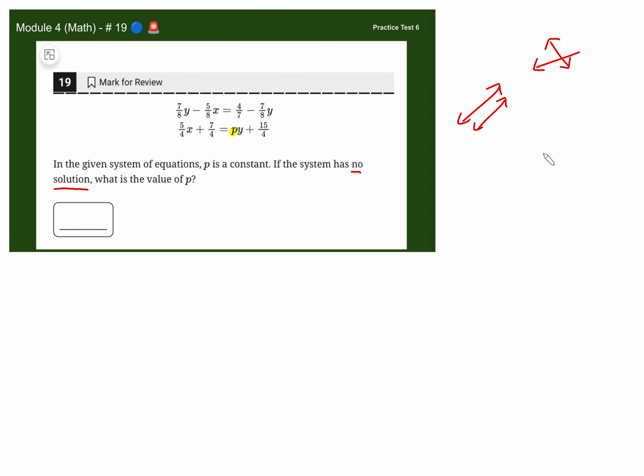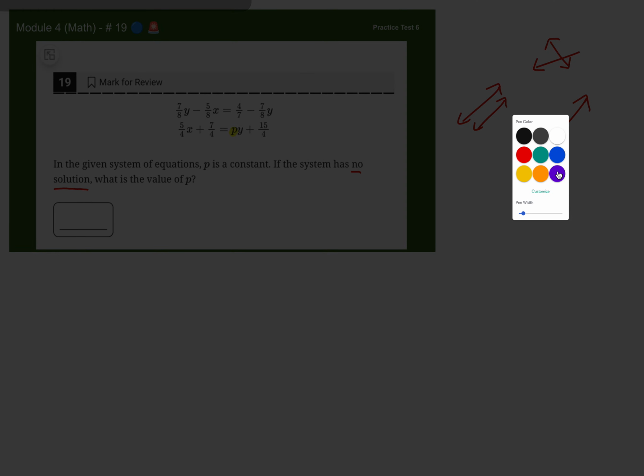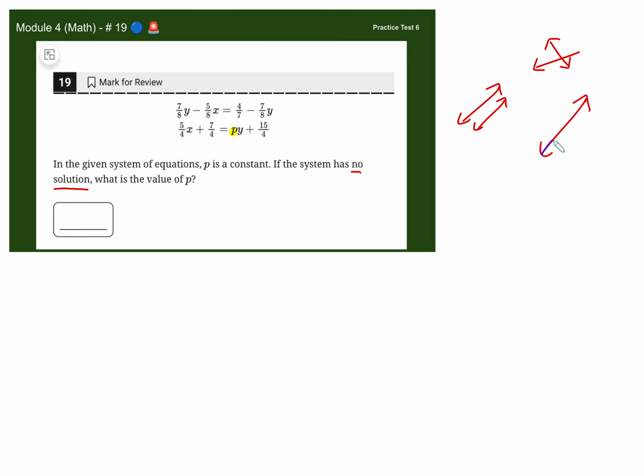And then infinitely many solutions is when you have one line and then another line that's the exact same line. So right here, no solution, infinite solutions, and right here, one solution.